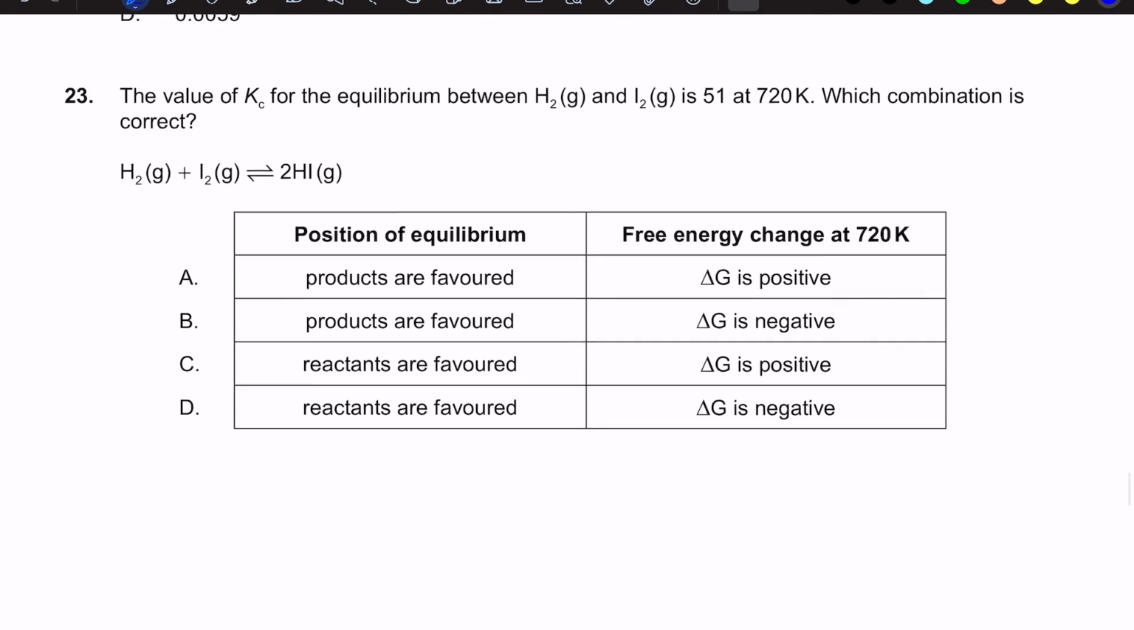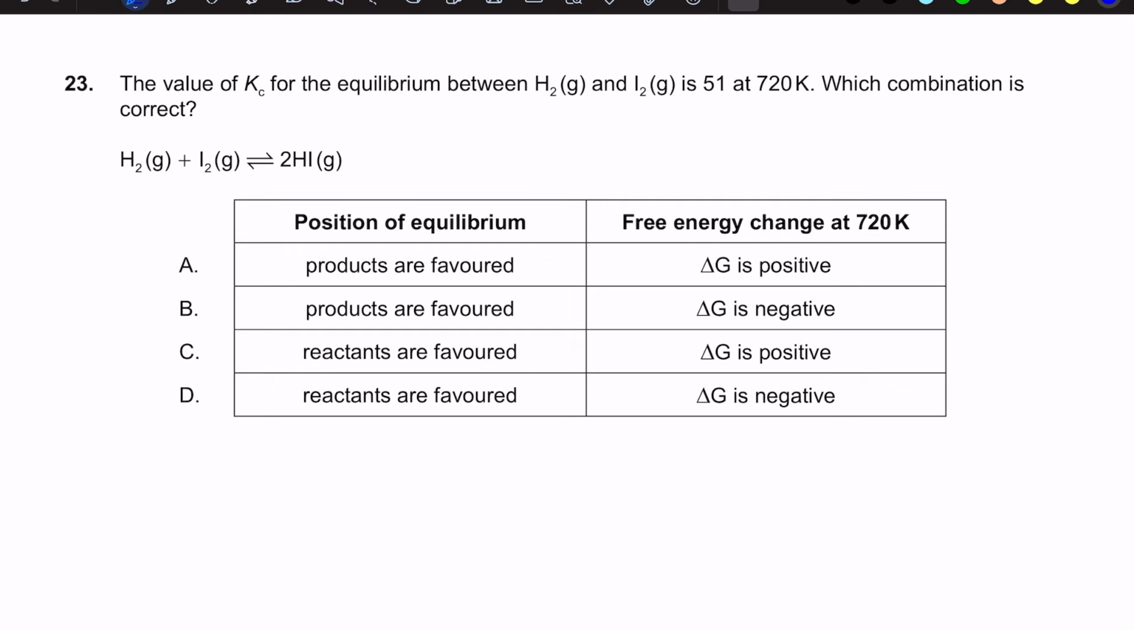Now moving to question 23. Kc for the equilibrium between H2 and I2 is 51 at 720 degrees. Which combination is correct? So basically at 720 degrees your equilibrium constant is greater than 1, right? Greater than 1 means your products are favored. I can eliminate option C and option D. So Kc greater than 1, products are favored. Products are favored means the reaction is favored, and the reaction is favored when delta G is negative. Also eliminate this, option B is the right answer.